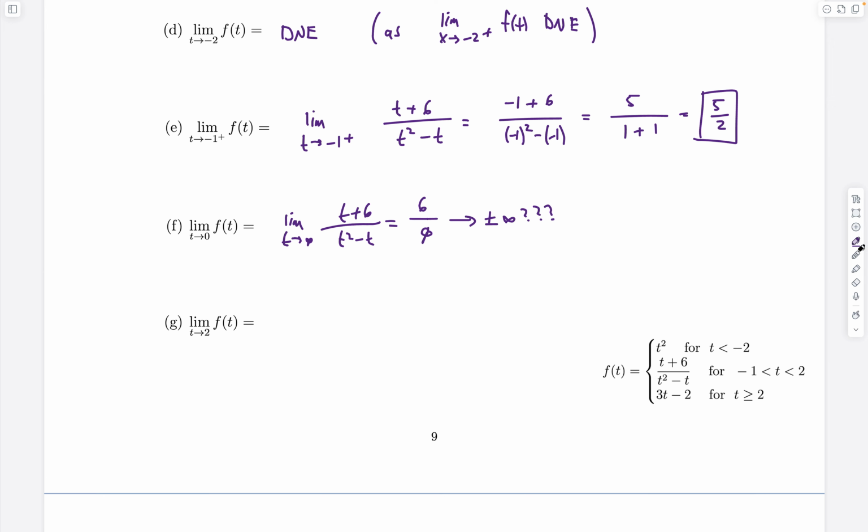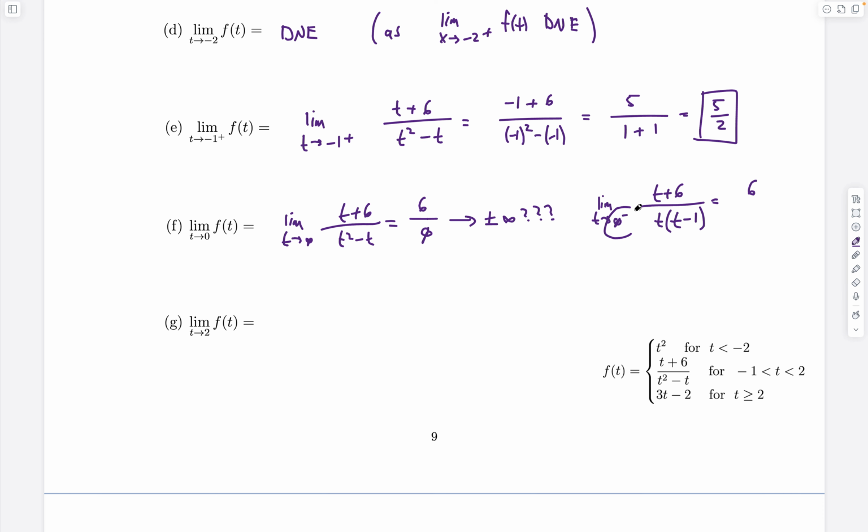So let's look at the left side. Let's take t going towards 0 from the left. Same expression, right? Nothing changes. I'm still using the t plus 6 over t squared minus t. But I have to think about what happens as I go from the left side. If it helps, we could factor the denominator. You see how there's a t in common. So maybe that might give you a little bit more insight here. If I factor out a t, I get t minus 1, and maybe this will make more sense logically here.